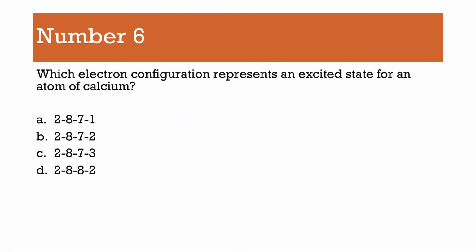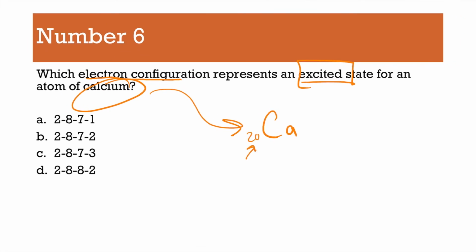Okay. Next says which electron configuration represents an excited state for an atom of calcium. Excited state, calcium. Again, we're looking for calcium, which is Ca. If you ever forget or are not sure yet what symbol is what element, if you flip your periodic table to table S, that gives you the name and the symbol. So calcium has an atomic number of 20. So that means we have 20 protons and 20 electrons. So that means our answer choice has to have 20 electrons.